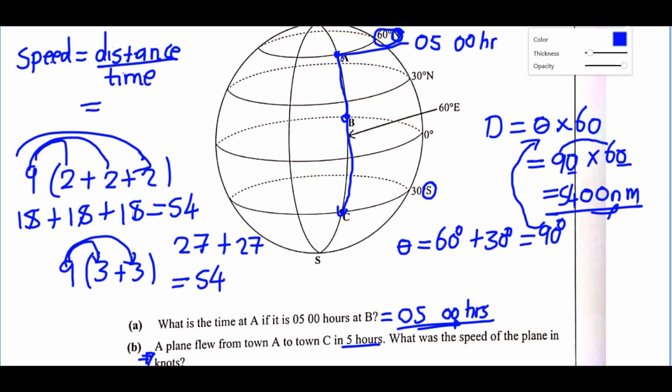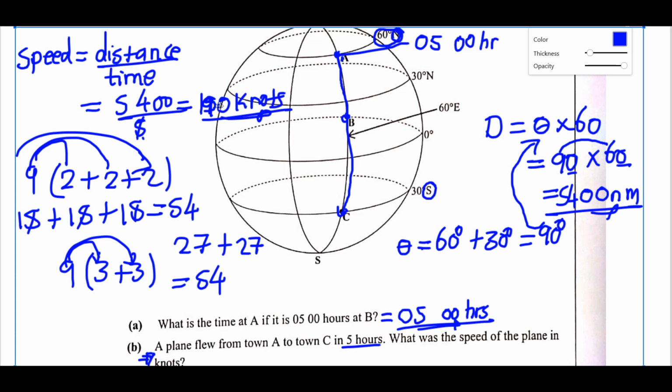So now this is the distance that we are going to use to find the speed. So remember, time is given. So the distance is now 5,400 over 5. So we are going to say 5 into 5 is 1. 5 into 5 is 1. 5 into 40 is 9. So should be 190 knots. This is our final answer.